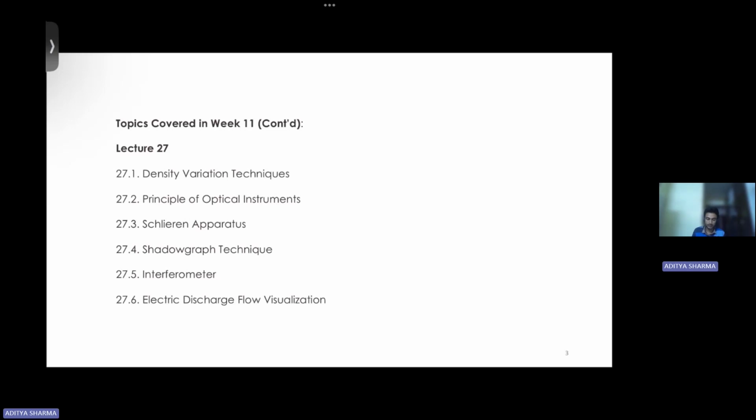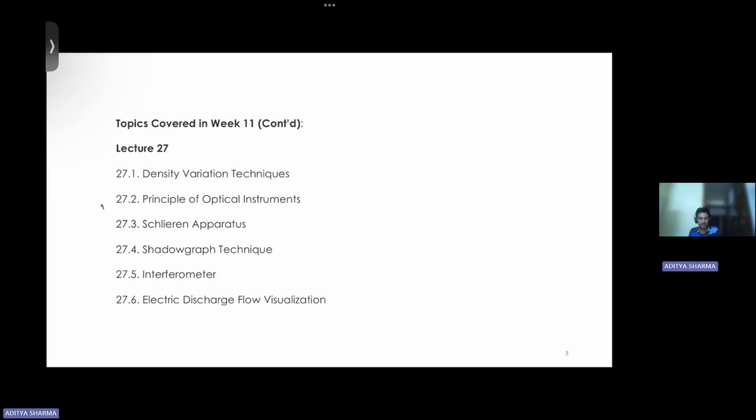Right. So this is about the principle of optical instruments. In that series, in that topic, we have three such techniques.